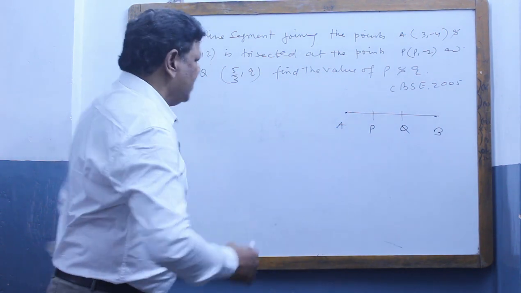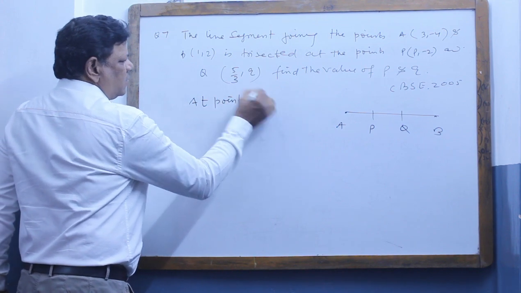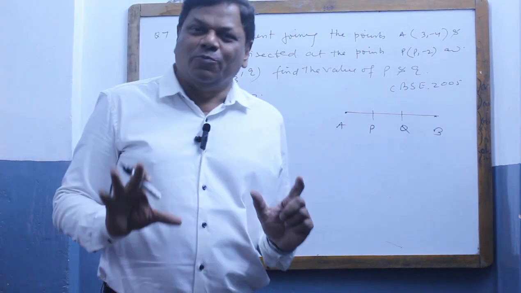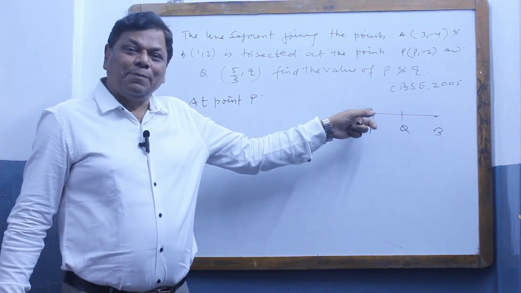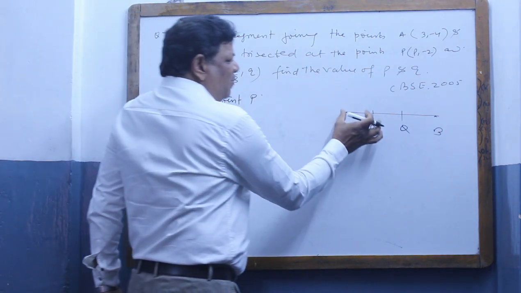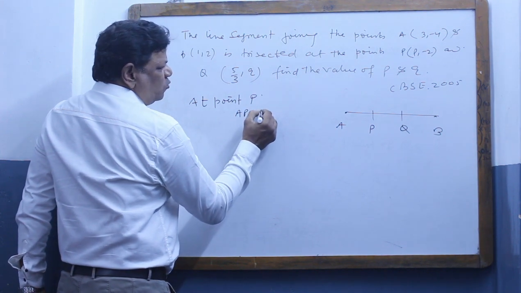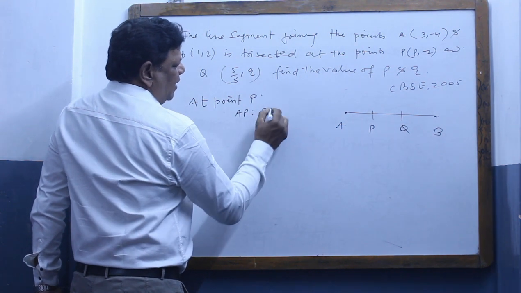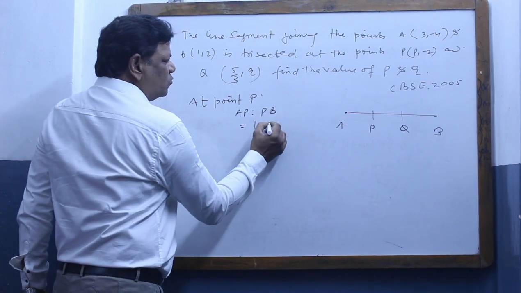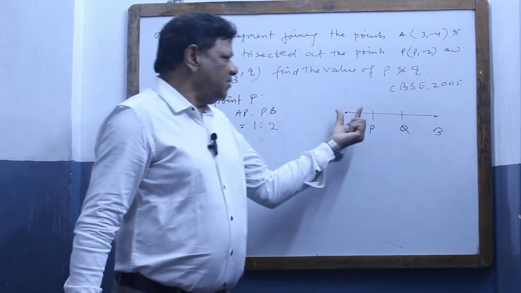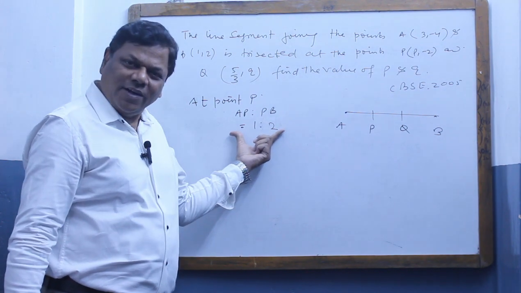How to find? At first, you have to write at point P. I'll explain it to you, but this is your homework. You understand? At point P, how to find P? If I say AP is to PB, what can I say? 1 is to 2. AP is to PB means this is one part and this is two parts. What is the ratio? 1 is to 2.